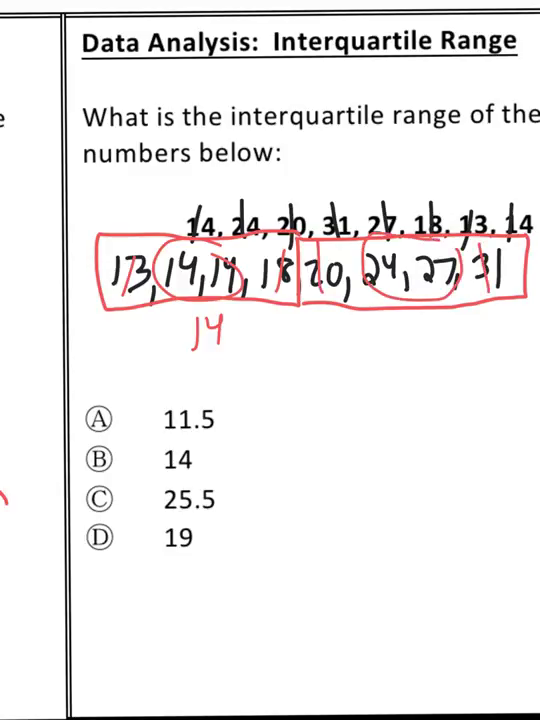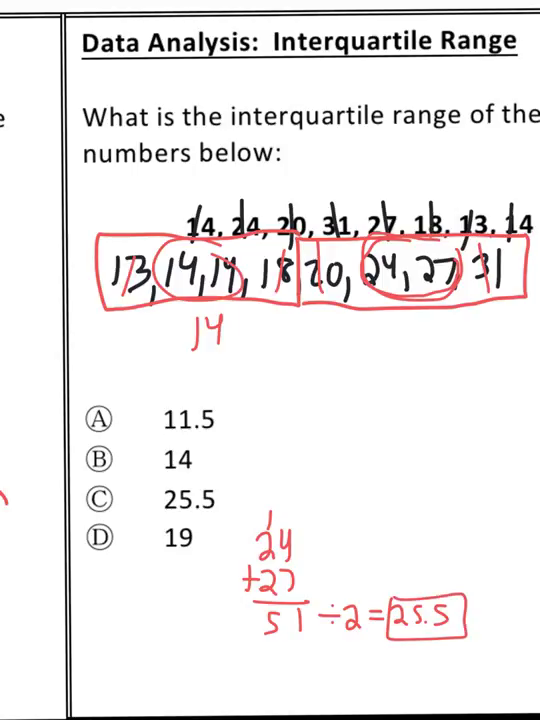Now this one is tricky. You might be able to figure out what's exactly in the middle of 24 and 27. But here is what you do if you're not sure. You have to add those up, and remember, you can do this on a calculator. So you add the 2 middle numbers. I'm adding the 24 and the 27. And when they add up to 51. And then you divide by 2. And 51 divided by 2 is 25.5. So remember that trick. If you can't figure out what's in the middle of the 2 numbers, add them and divide by 2, and you will get the middle. So that means Q3 is 25.5.